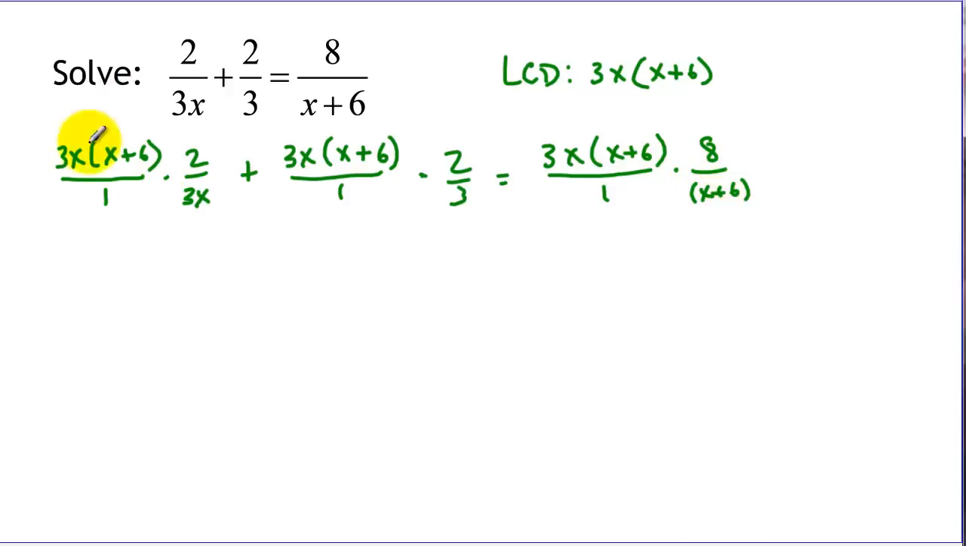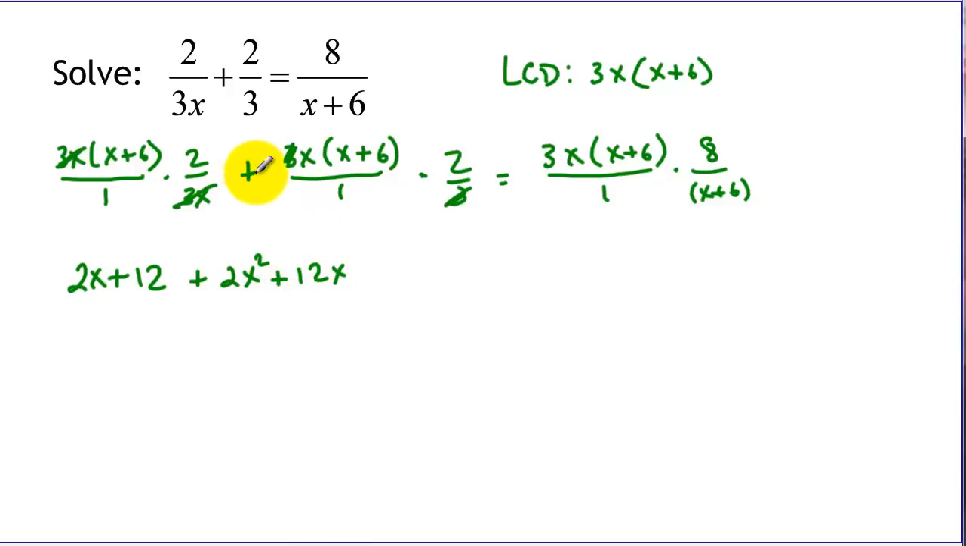Now we want to look at each of these multiplication problems and simplify. So here I can cancel out the 3x, and I'm left with 2 times x plus 6, so let's just go ahead and distribute that. Here I can cancel this 3 out with this 3, so I'm left with 2 times x plus 6. So we're going to be distributing, we'll multiply this monomial times this monomial first, so we get 2x, and then we're going to distribute. So I've got 2x squared plus 12x.